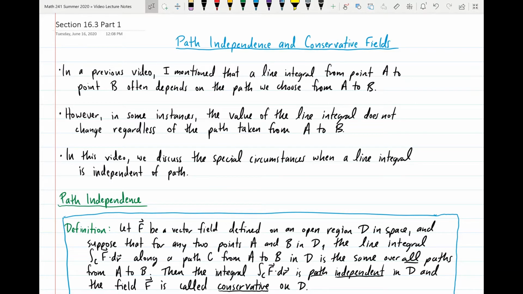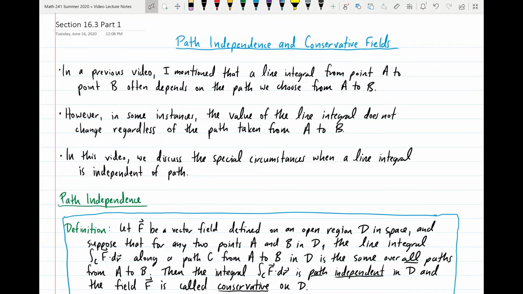So in this video we will cover the first half of section 16.3 on path independence of line integrals and conservative fields. So remember from a previous video, I think the first half of section 16.2, I mentioned that a line integral from point A to point B often depends on the path that we choose to take from point A to point B. However, in some instances, the value of the line integral does not change regardless of the path taken from A to B.